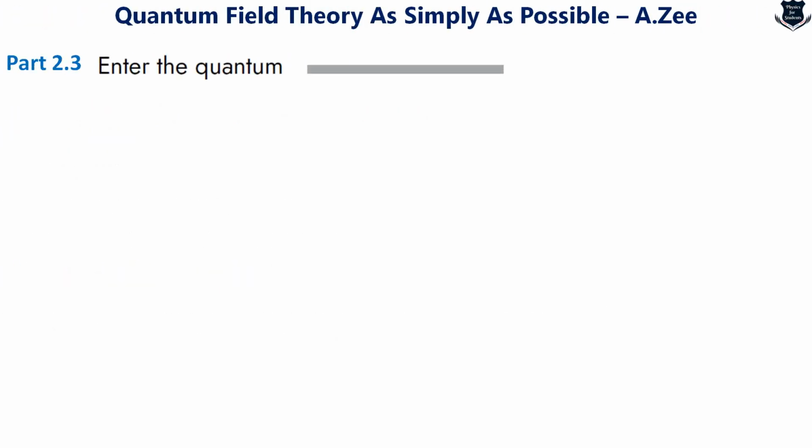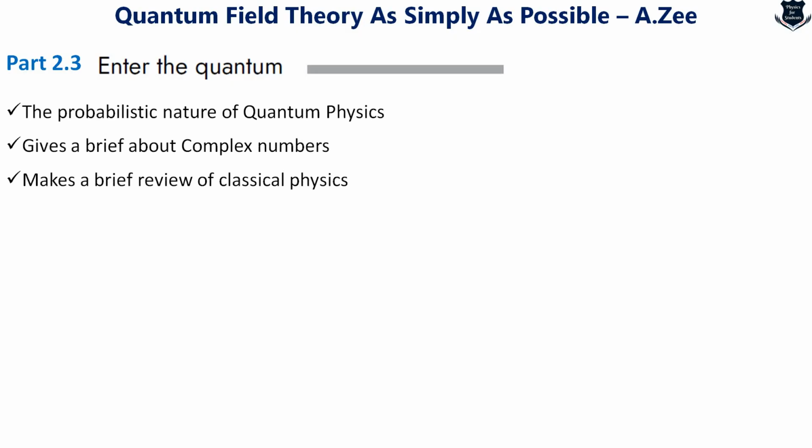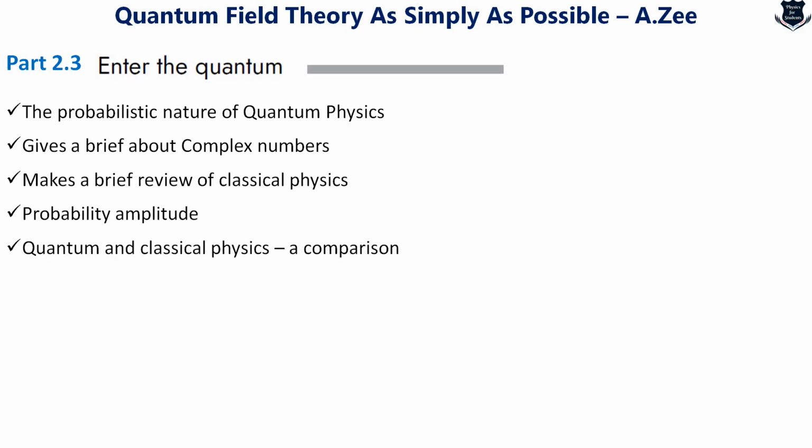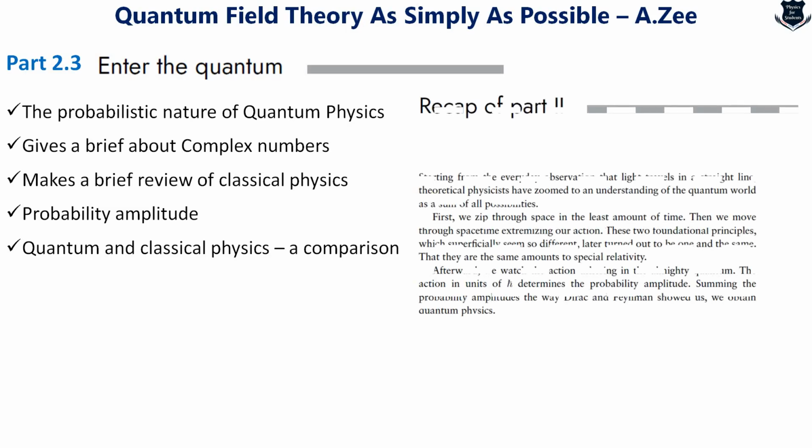Now in part 2.3, he enters the quantum world, where he discusses the probabilistic nature of quantum physics, and most importantly, you will find a section where he talks about complex numbers. Why? Because quantum physics depends on complex numbers. So those people who are lawyers and doctors and don't know about complex numbers, this book would give them a comprehensive understanding of complex numbers, and that would make quantum mechanics easier to understand. He talks about a comparison of quantum and classical physics, probability, amplitude, and so on. Again, he goes on recapping part 3, which is very important.